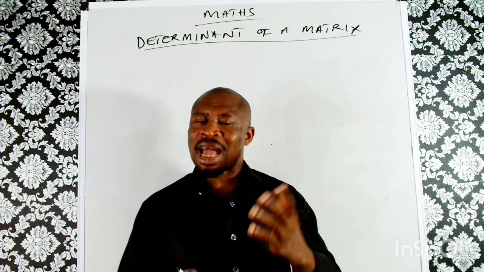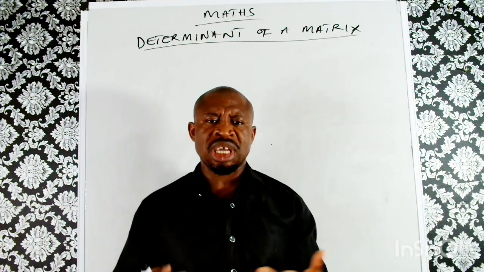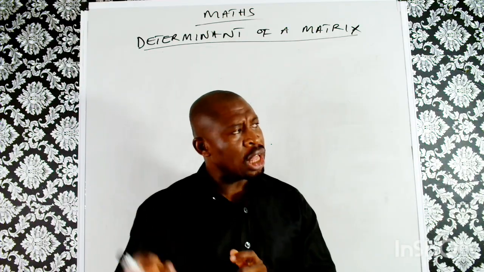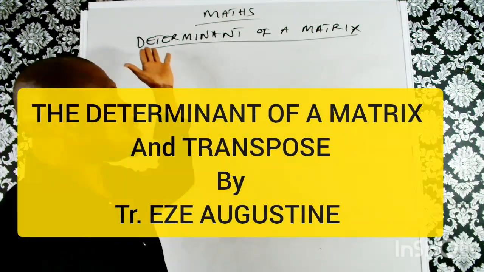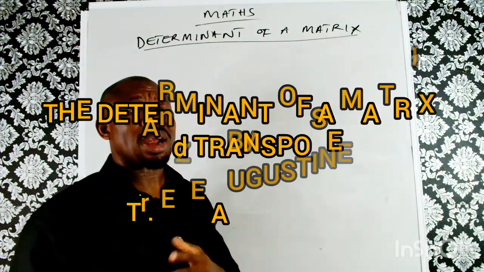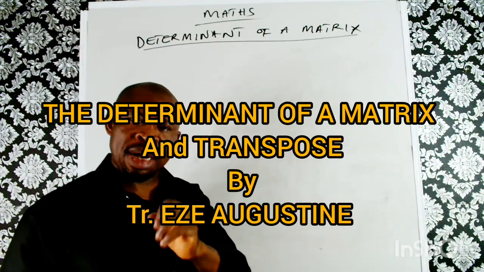Remember, in our previous lesson, we opened a discussion on matrix. There we discussed how we can add matrix, how we can subtract matrix, and then how we can multiply a matrix. Today, I want us to look at determinant of a matrix. Then after that, we're going to look at how you can transpose a matrix.